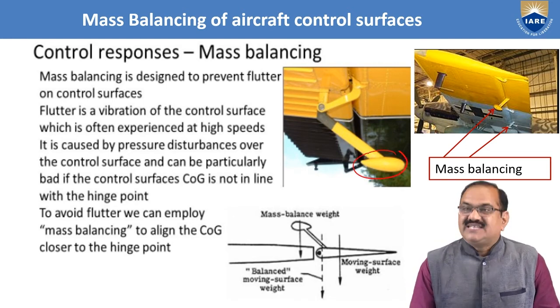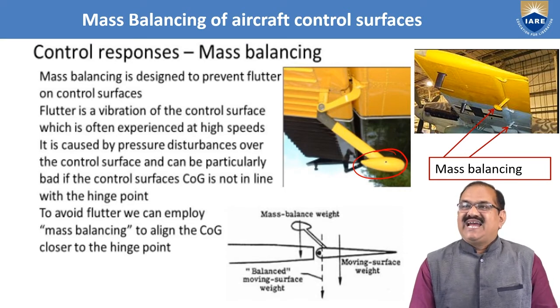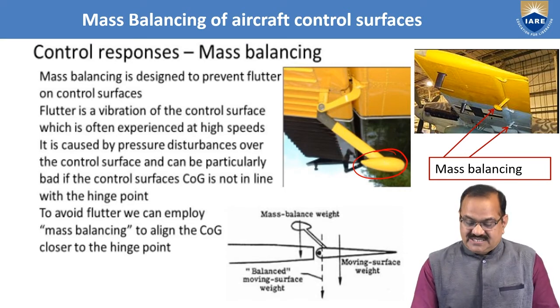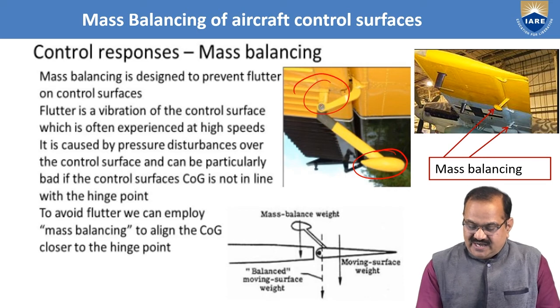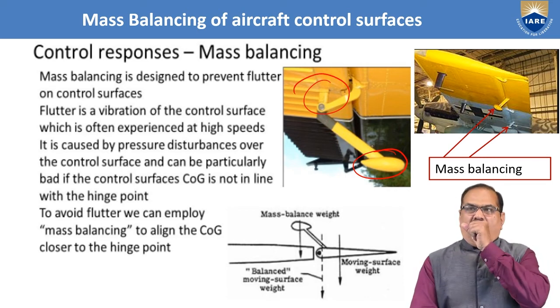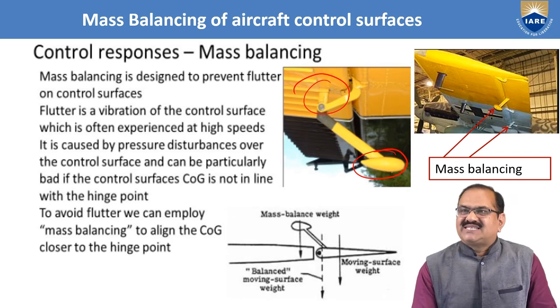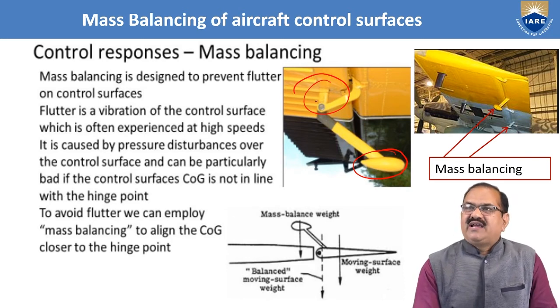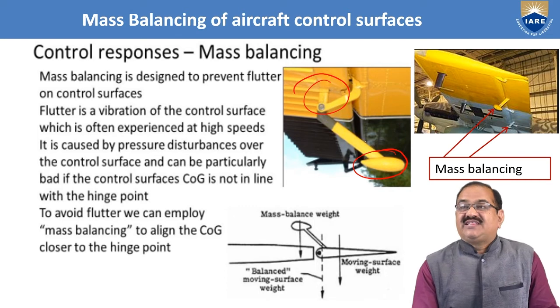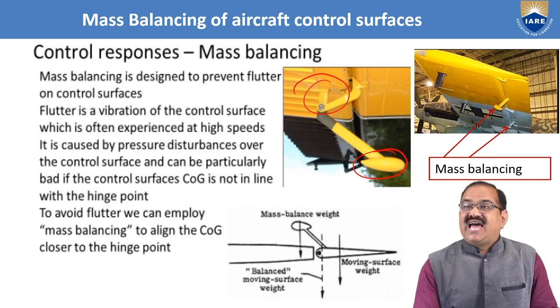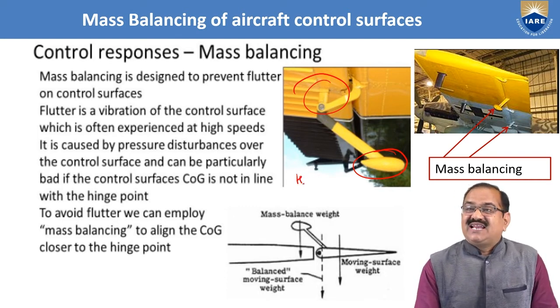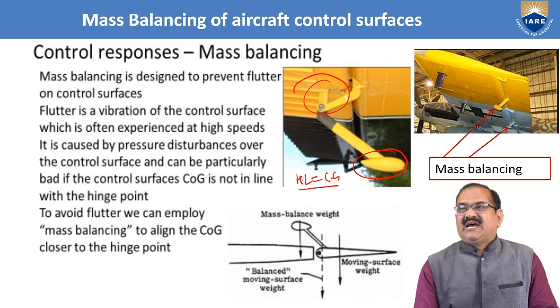Here, this is the mass. This mass is added in this way. This is the elevator here, and this part is hanging, and as per the requirement we put some mass, and this mass makes the hinge line HL equal to CG. This is the mass balancing.